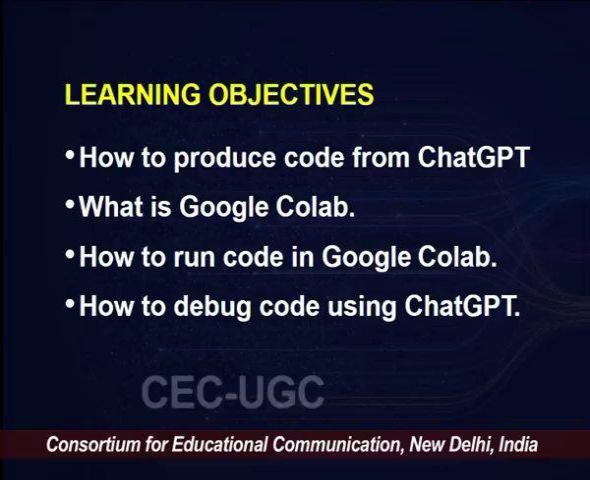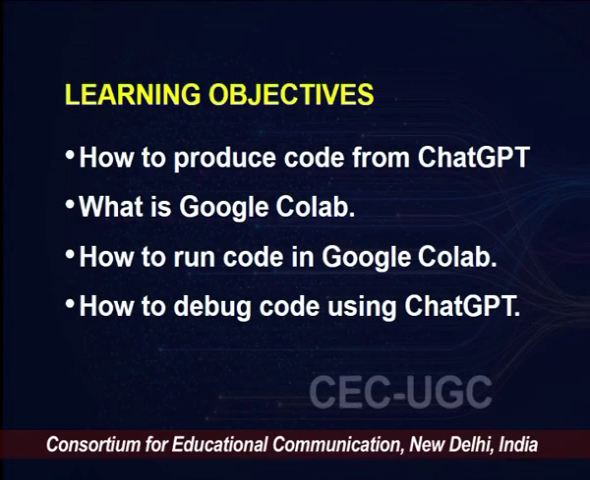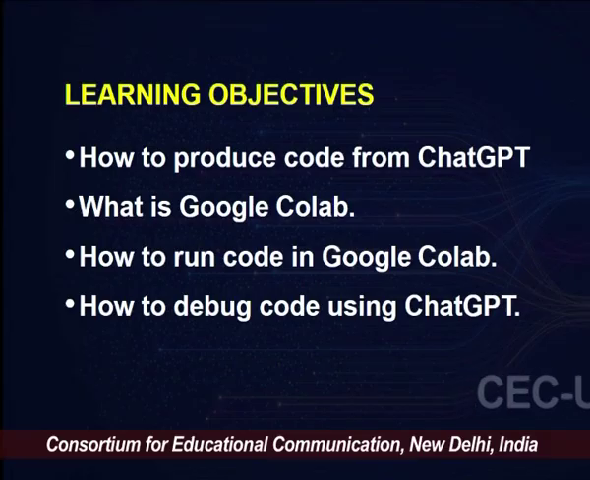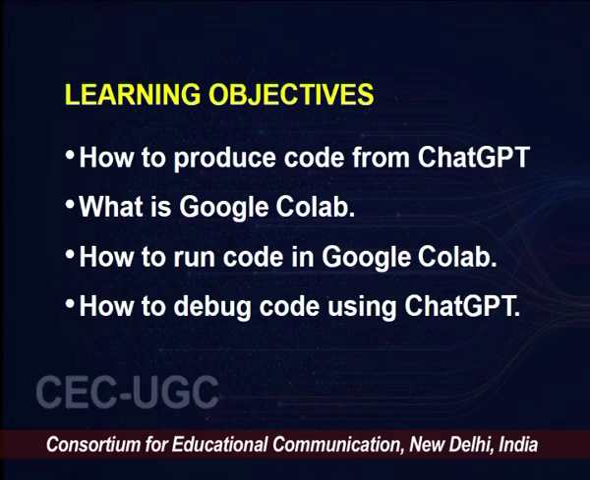In this session, we'll start beginning with coding. So this session is titled First Steps in Coding, where theory meets implementation. The learning objectives for today's session are how to produce code from ChatGPT, understand what is Google Colab, how to run Python code in Google Colab, and how to use our AI assistant tool to debug code.